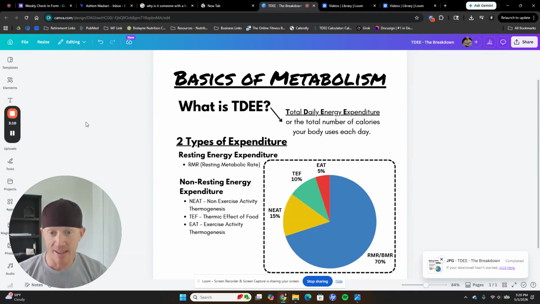And then lastly, and the one that probably surprises people the most, is EAT, which is exercise activity thermogenesis. So this one I think is surprising to people because this only makes up 5% of our total daily energy expenditure. And I feel like it's misunderstood, because this is where people place the biggest emphasis when it comes to wanting to improve their physique and stuff, is the exercise, right? Like that's what we all think of.